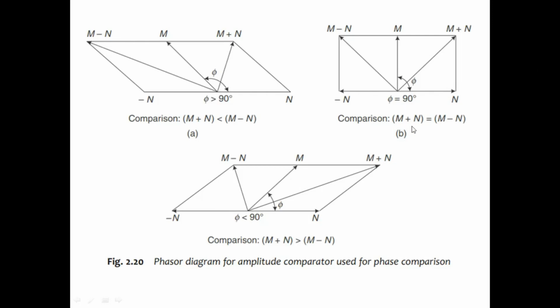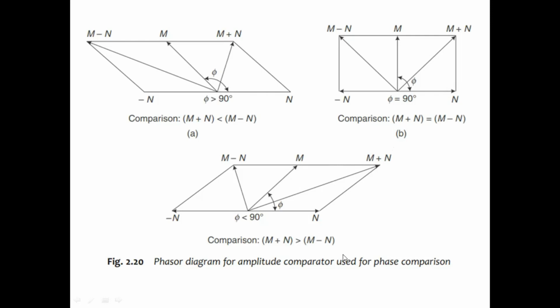Then figure B here shows phi is equal to 90 degrees. In that case both diagrams show the same, that is your mirror image. So M plus N is equal to M minus N, and also phi is equal to 90. So this is not a relay operating condition, and in that case also the relay is not operated.